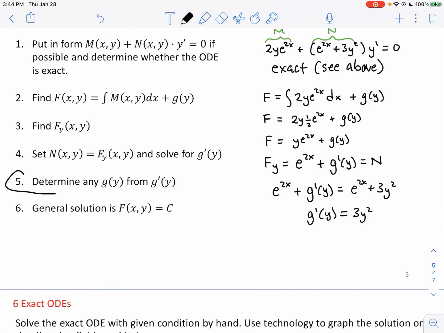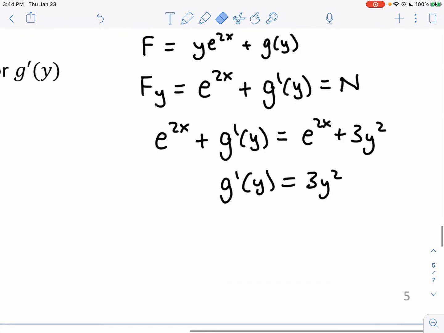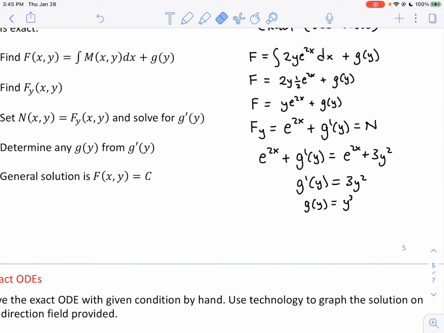Step 5, determine what g of y is from g prime. So I've got g prime equals 3y squared, and it could be any g function. So do an antiderivative of 3y squared, we get y cubed. You could put plus any constant there you want, but we just need one specific answer. Let's just get rid of that. So y cubed will be our g of y.